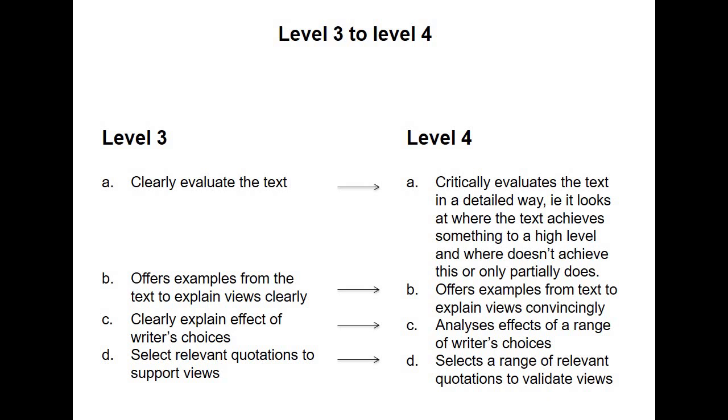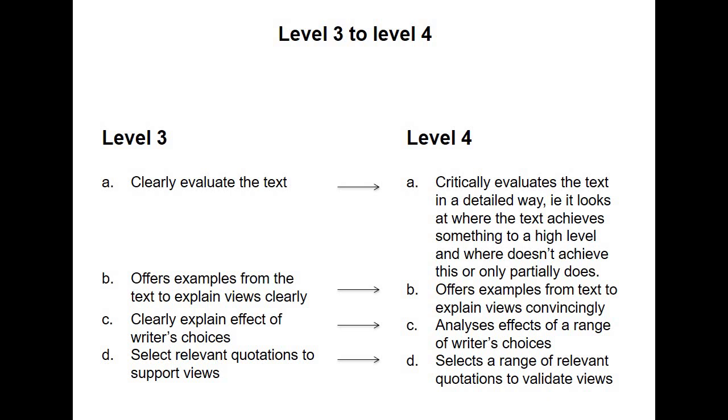Okay, so we're looking at how things connect, which shows that we're critically evaluating, or looking at where something only partially achieves something, or where something in one way presents one aspect, but actually might also present something else. B, offers examples from text to explain views convincingly. How you go from clearly to convincingly is the depth and the detail and the sophistication of the way you present how and why that reference, that quote, supports your interpretation, supports your evaluation.